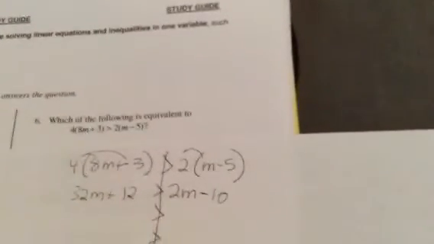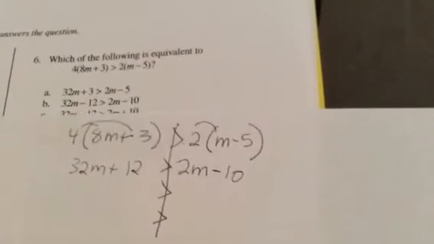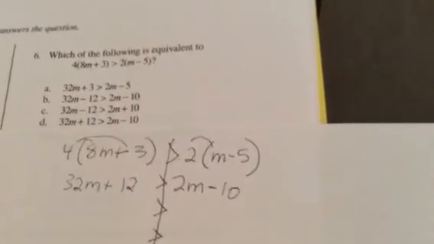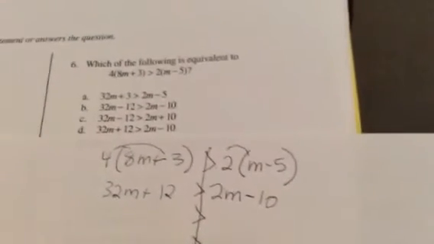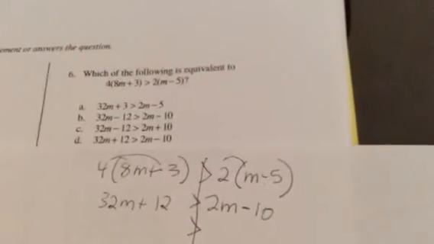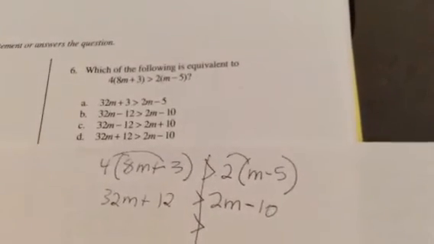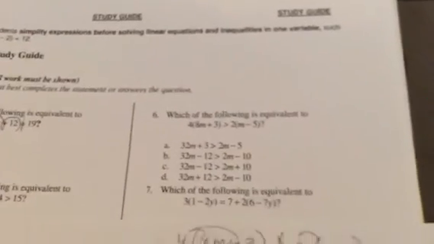So let's see what we got here. 32m plus 12 is greater than, make sure your symbol's right, 2m minus 10. It looks to me like the answer is D. Okay, I'm going to stop right there, and then I'm going to finish the last few on 4.0 Study Guide Part 2.